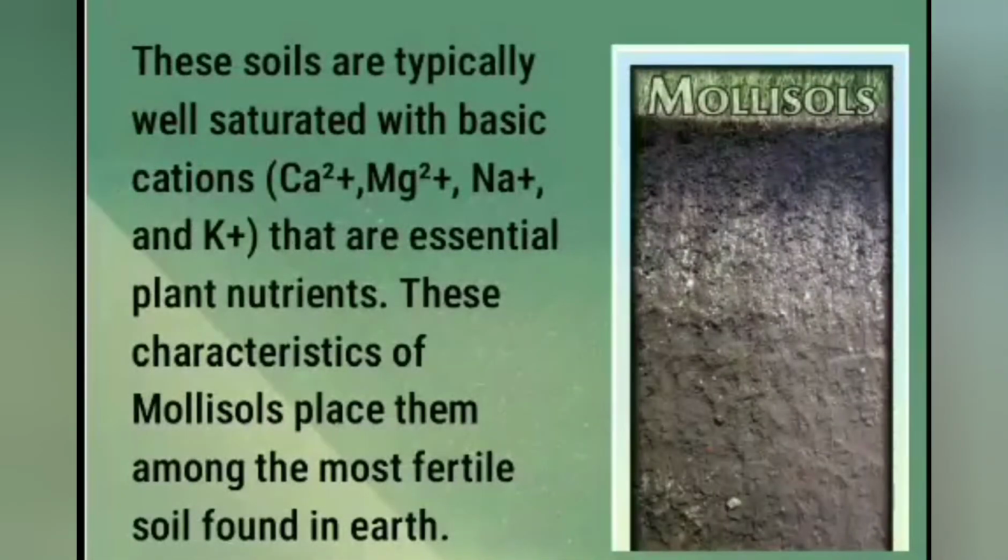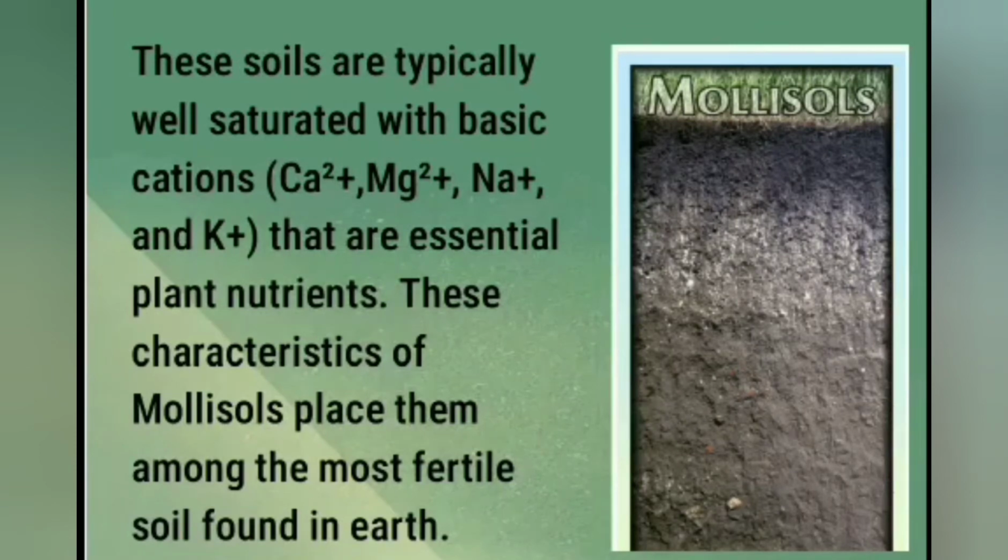These soils are typically well saturated with basic cations Ca2+, Mg2+, Na+, and K+, that are essential plant nutrients. These characteristics place mollisols among the most fertile soils found on Earth. Mollisols are soils that have a dark-colored surface horizon relatively high in organic matter. The soils are base-rich throughout and therefore are quite fertile.